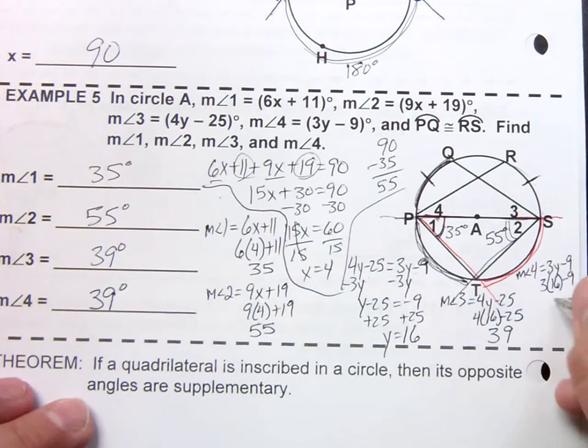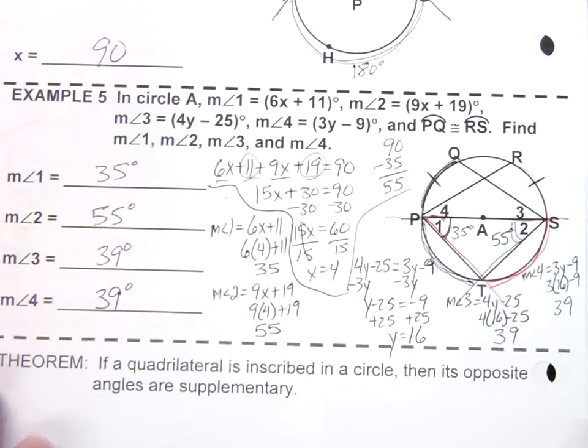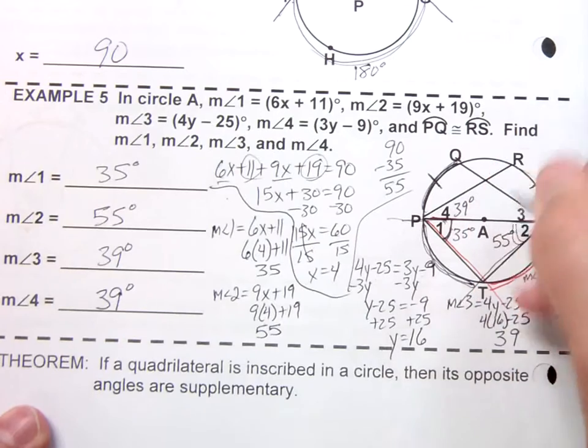And I do get 39. So I got two angles that are congruent there like I was supposed to, so I can feel confident that I did everything correctly when I was solving for those angles.